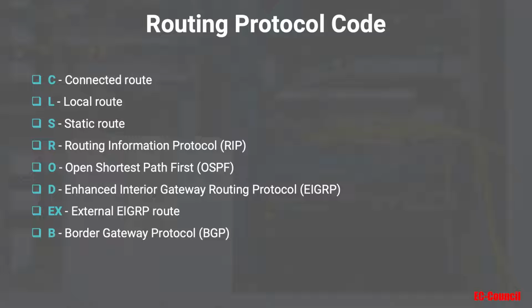And we have B, which indicates Border Gateway Protocol, or BGP. BGP is a dynamic routing protocol which is used to route, guess what, the internet. BGP is what internet service providers use to exchange dynamic routes. But we will discuss these further as we go along this domain.